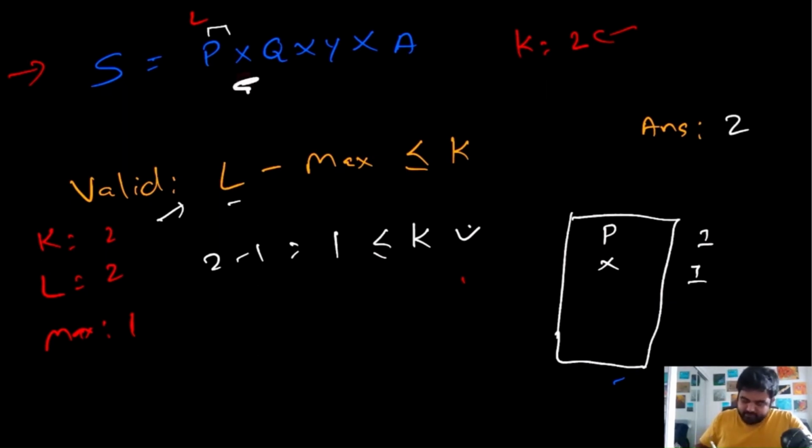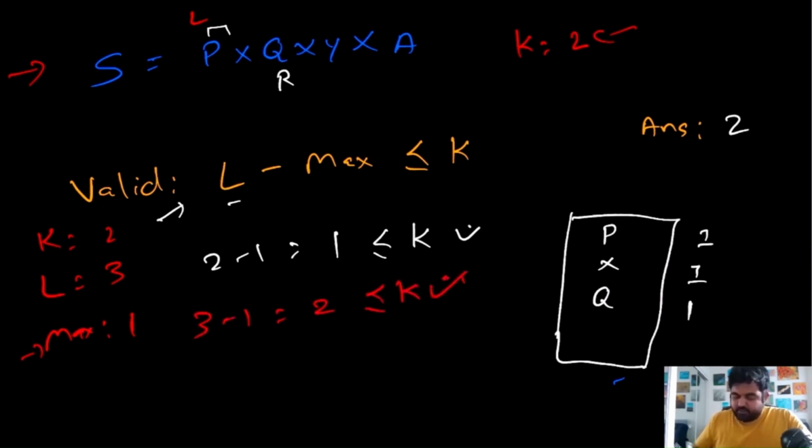Now again we will update the value of r. So now r comes over here. Because r comes over here, we will update the value of q, and we know that it occurs one time again. So the current length is actually 3, and the maximum occurrence is still 1. So we will do 3 minus 1, which is again 2. 2 is still less than or equal to the value of k, so this is also true. Because this is true, the current length can be part of the answer, so we will update our answer to have the value 3.